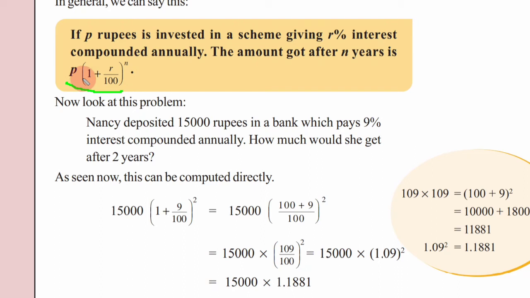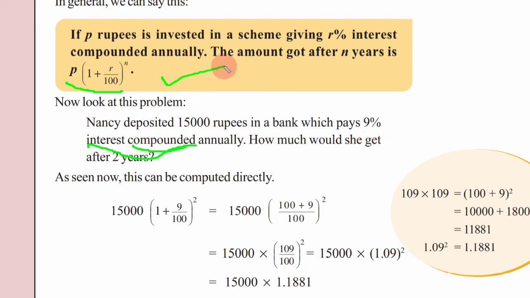Okay, here we have some questions like this. Let us do those problems. Okay, here we have an example. Look at this example. Nancy deposited 15,000 rupees in a bank which pays 9% interest compounded annually. How much would she get after 2 years? This is our question. Okay, Nancy deposited 15,000 rupees in a bank which pays 9% interest. Yes, what type of interest? Compound interest. See, here the interest is compound interest. So how much would she get after 2 years?